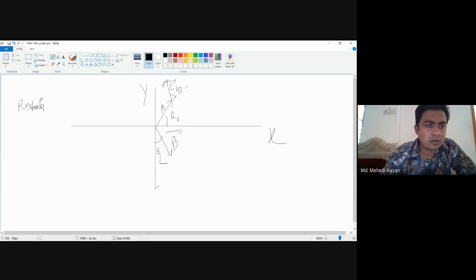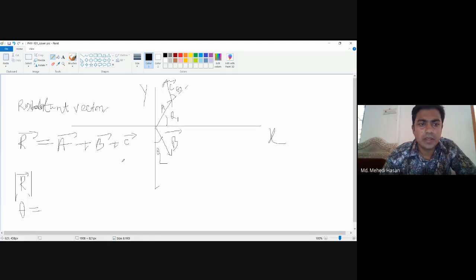So magnitude and direction of the resultant vector. Resultant vector means the addition of these three vectors. So you can say R is the resultant vector, which is equal to A plus B plus C. This is the way to first find out the resultant vector. Then R is the magnitude of this vector, and theta will be the angle produced by this resultant vector with the positive x-axis. So first we have to find out the A vector, B vector, and C vector.